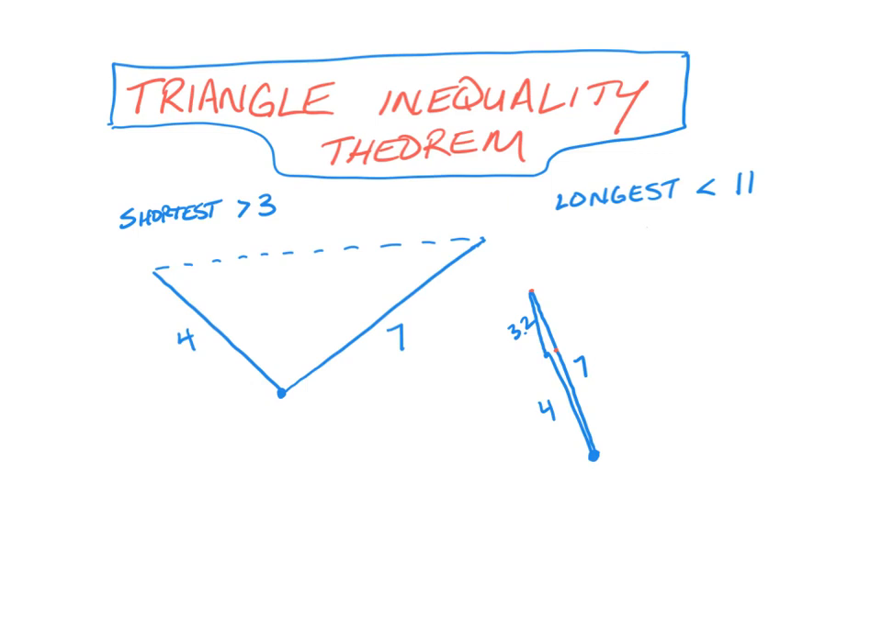I'm going to call this third side X. The shortest it could be is 3. The longest it could be is 11. So that third side has to be between 3 and 11. Can't be bigger than 11, can't be smaller than 3. Everywhere in between works.